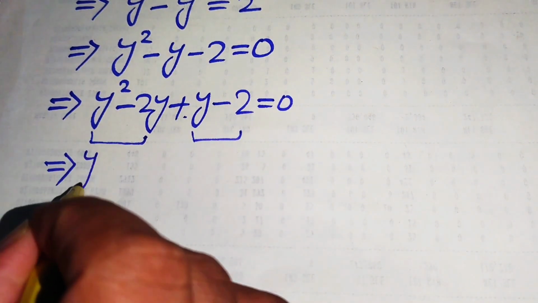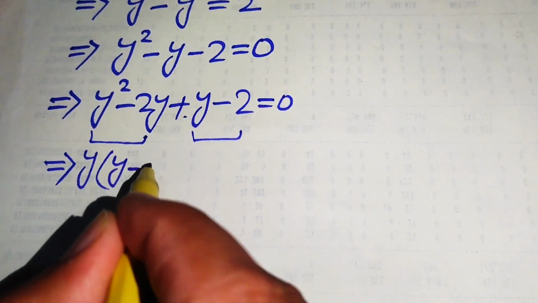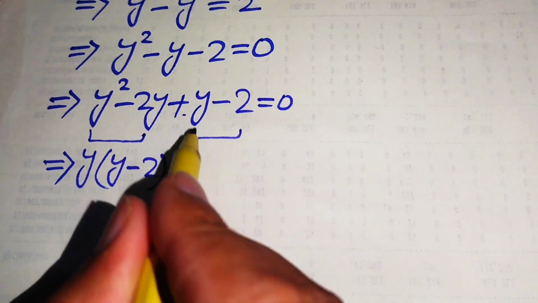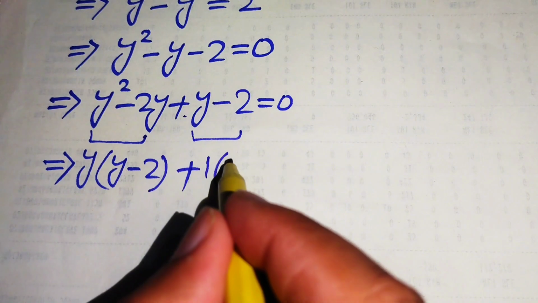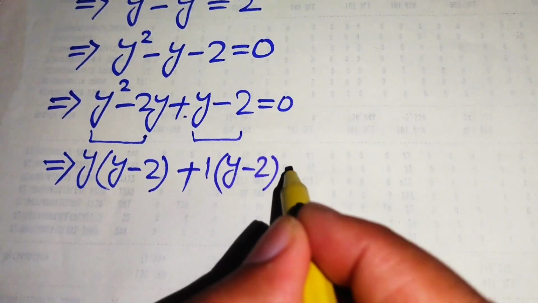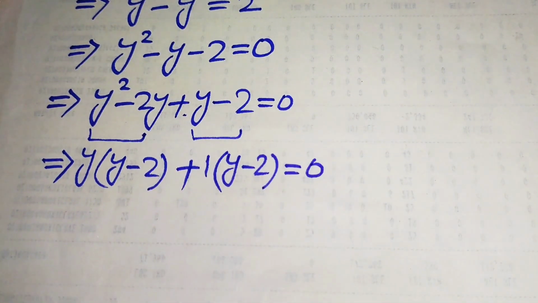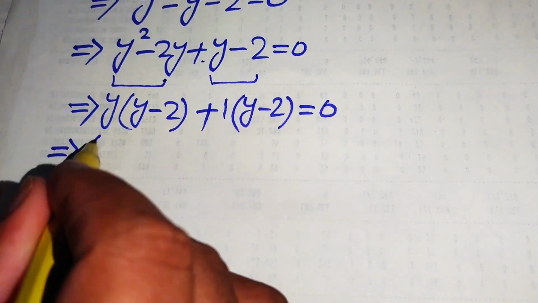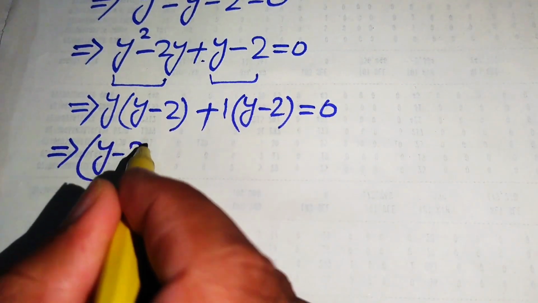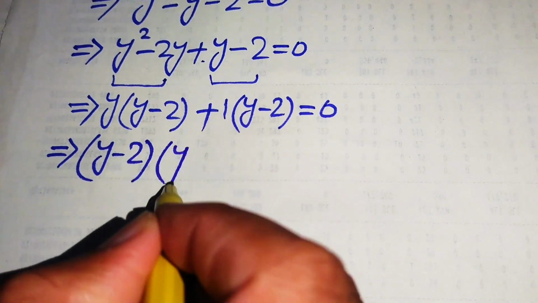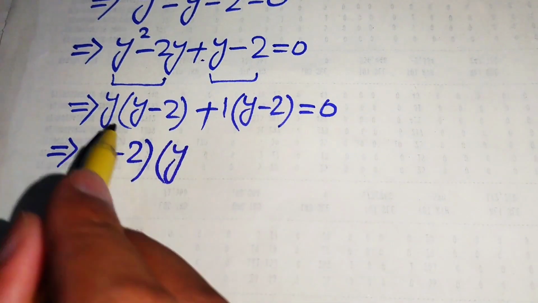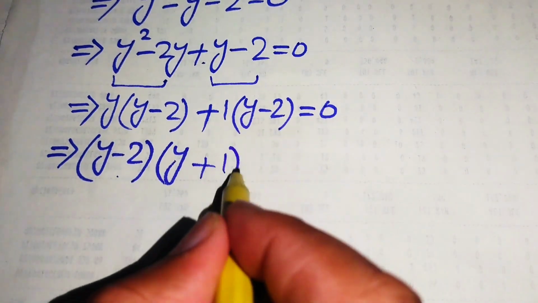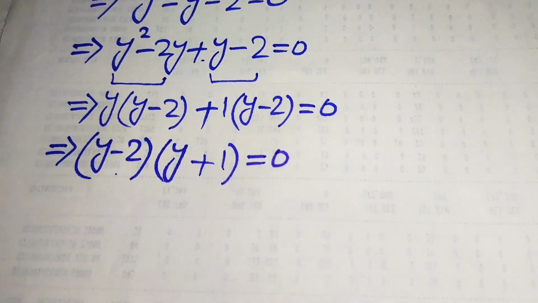Taking common y, we obtain y times y minus 2, plus, taking common plus 1, we get y minus 2, equals 0. In the next step, y minus 2 is the common factor, so we take it common and we obtain y minus 2 times y plus 1 equals 0.